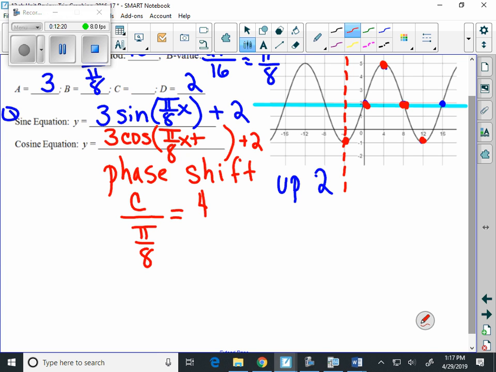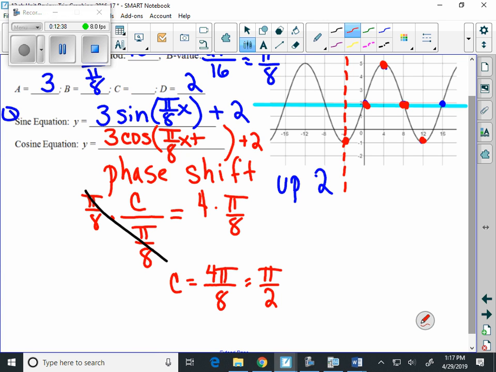So when we solve this equation, we're going to multiply by pi over 8 here. We're going to multiply by pi over 8 here. The pi over 8's cancel out. And what we end up with then is C equals 4 pi over 8, which is really pi over 2. And we can throw that in.